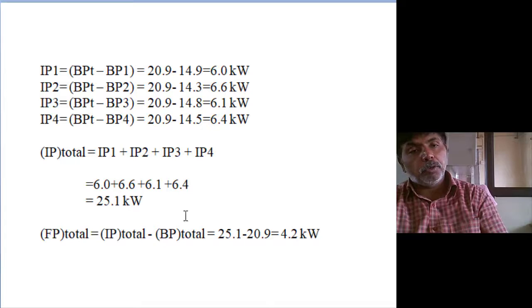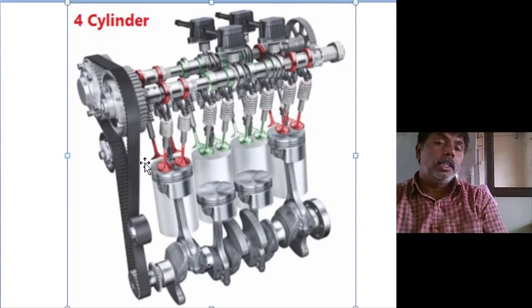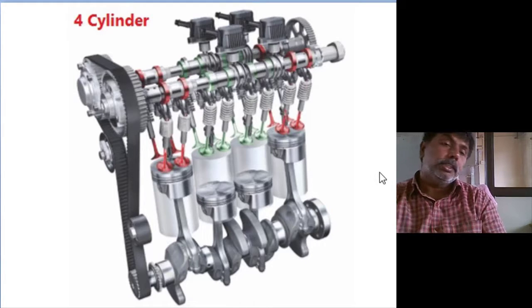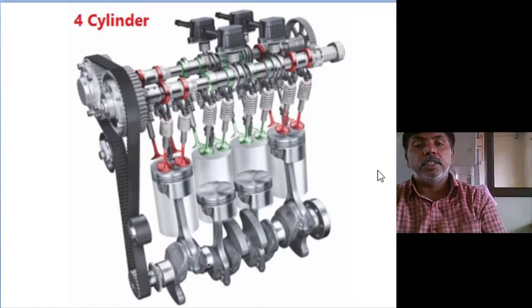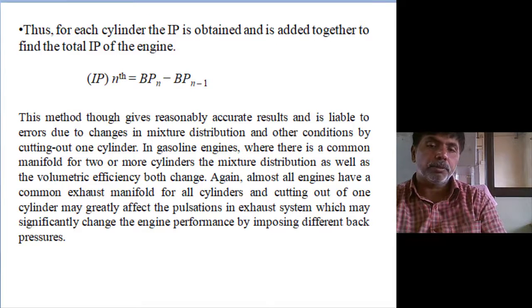So the friction power of the 4 cylinder spark ignition engine is about 4 kilowatt. 25 kilowatts of heat energy is generated in the cylinder. Out of 25 kilowatt, only 21 kilowatt is used as useful energy, and the remaining is lost by friction. I think with this example you understand very well compared to the theoretical explanation.